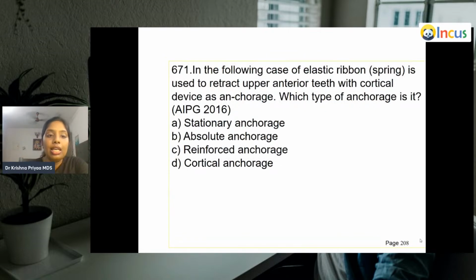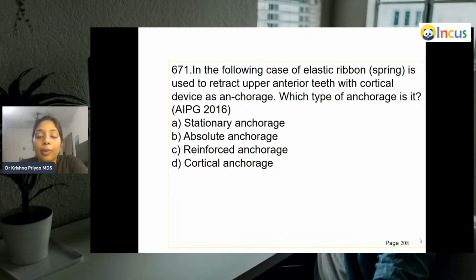Coming to the next question. In the following case, an elastic ribbon is used to retract the upper anterior teeth with a cortical device as anchorage. Which type of anchorage is it? So basically they've given the answer, cortical anchorage. What do you mean by cortical anchorage? It is between the bone. When the implant is placed between the bone, then the cortical anchorage will be giving us the anchorage required.